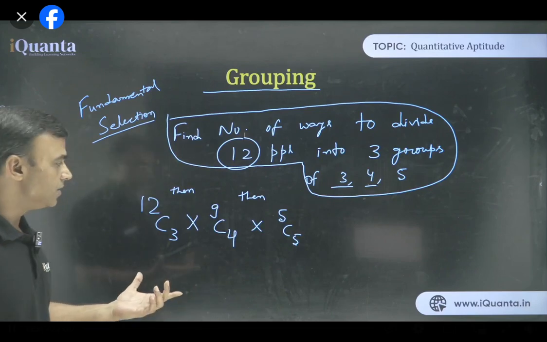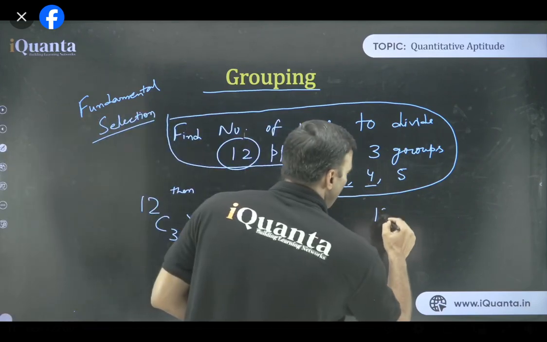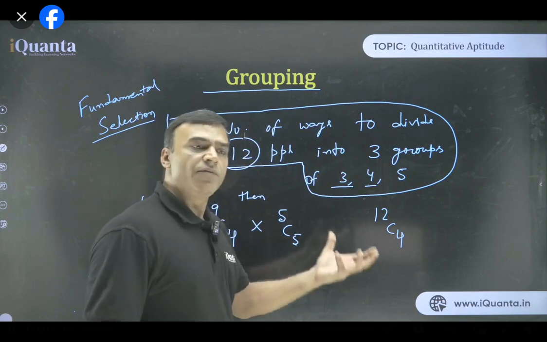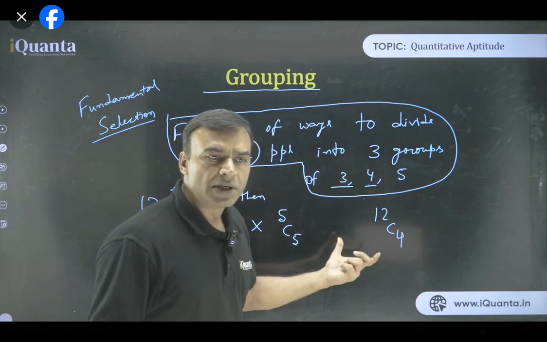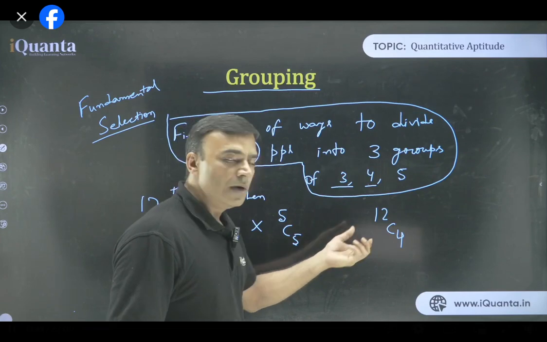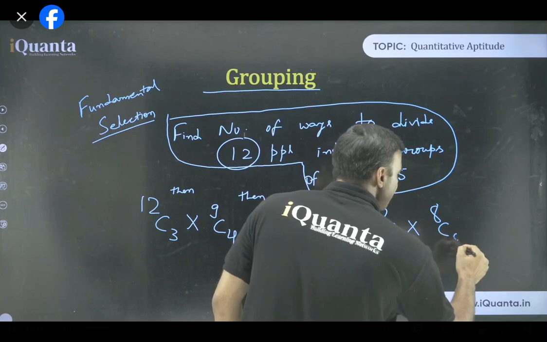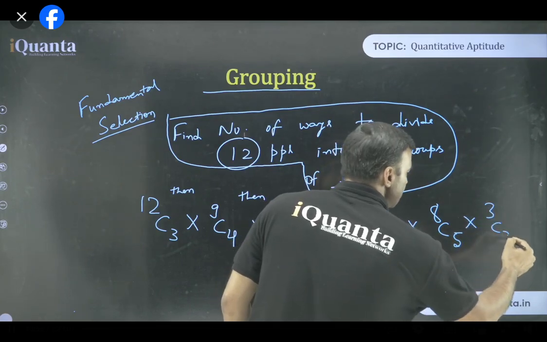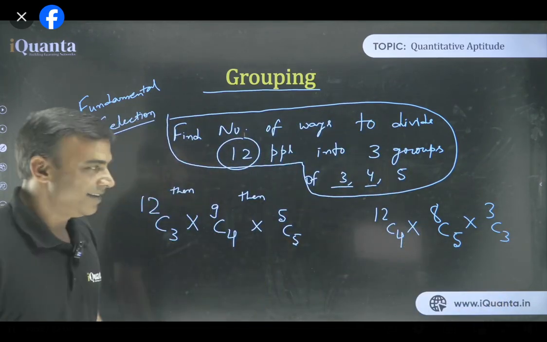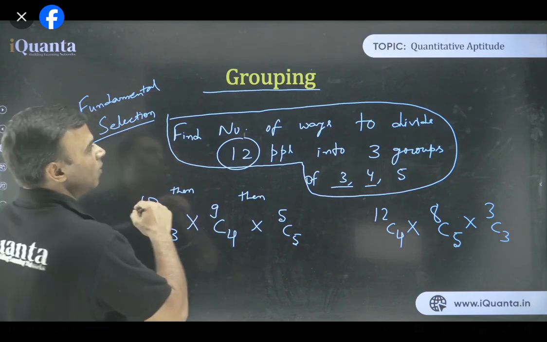Now, will it matter if I take 4 first, or 3 first, or 5 first? We'll see that also. What if I take 4 people first? Out of 12, take 4 people first. Please use pen and paper, तो जल्दी आप भी कर पाओगे, है ना? Out of 12, take 4 people, you are left with 8. Out of 8, let's say, take 5 people. Now you are left with 3. So 3C3. Are these two things different? We'll check that.